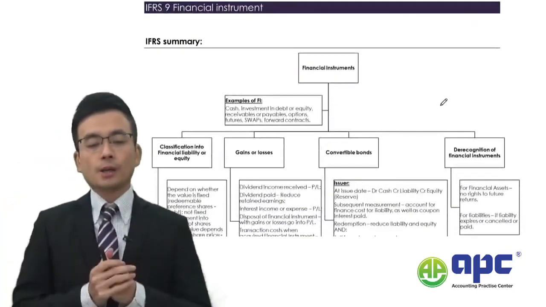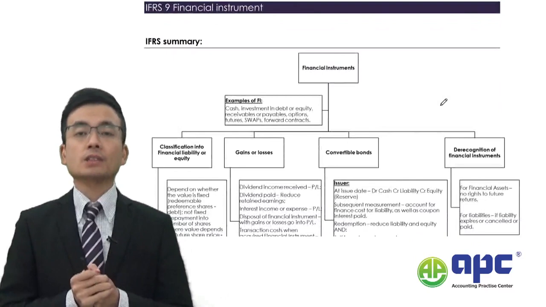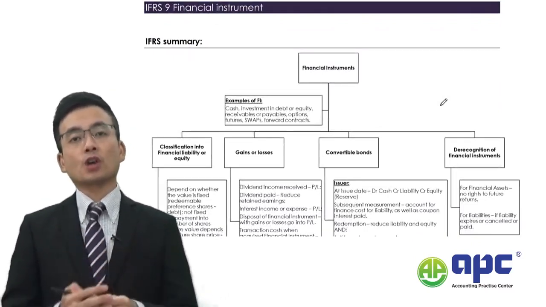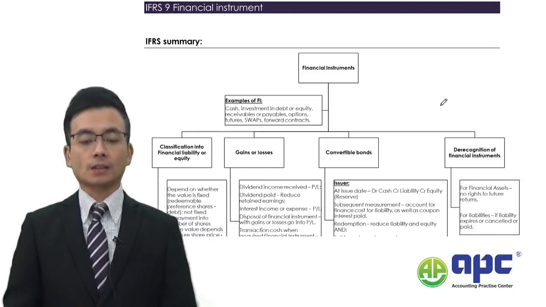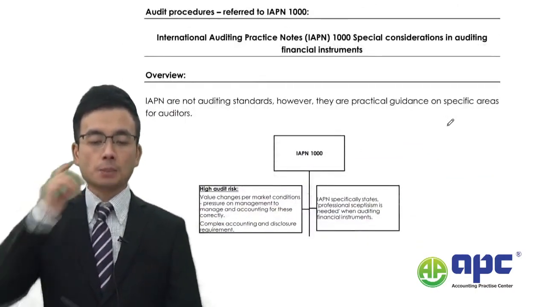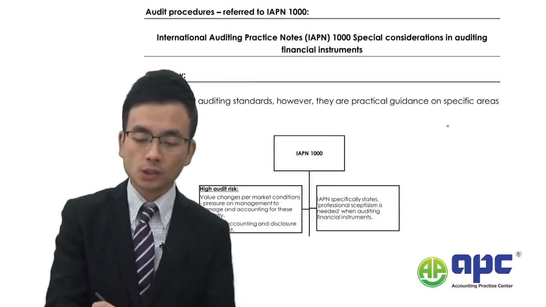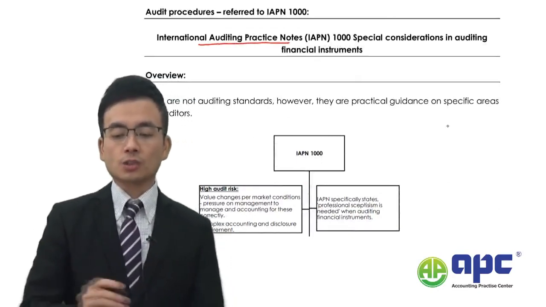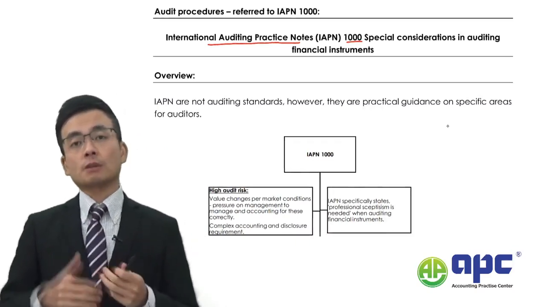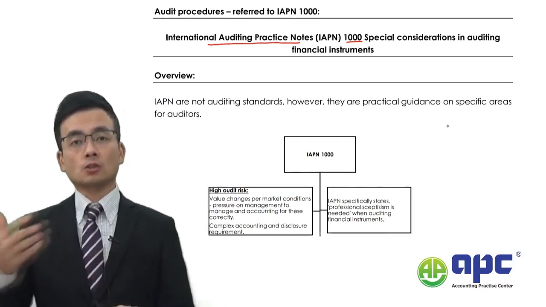The next area that we're going to recap is IFRS 9 Financial Instruments. A very, very tough and complicated accounting standard, with a separate IAPN, the International Auditing Practice Note 1000, for the special considerations related to financial instruments. From the auditor's point of view, we need to be ready for that.